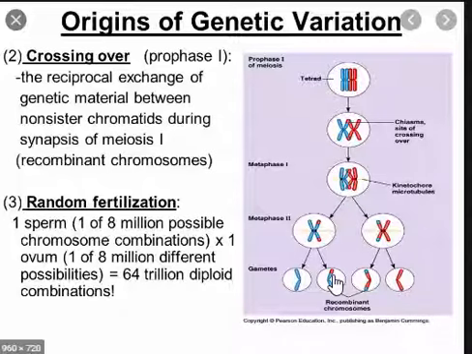Because crossing over results in new combinations of genes, it's also called recombination. The term recombination generally refers to any mixing of parental alleles, including recombination events other than crossing over. Okay, so now you know that about crossing over.